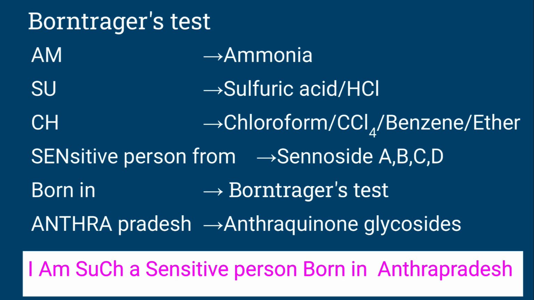Instead of sulfuric acid, hydrochloric acid can be used for the test. In place of chloroform, carbon tetrachloride, that is CCl4, benzene or ether can be used for the test. So the trick is "am such": am for ammonia, such for sulfuric acid and chloroform.